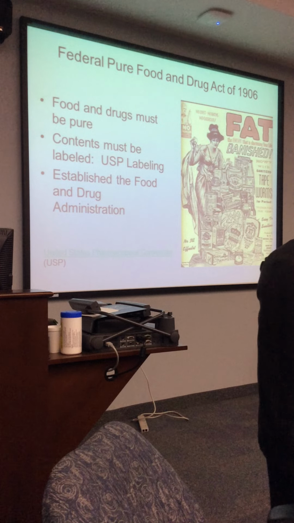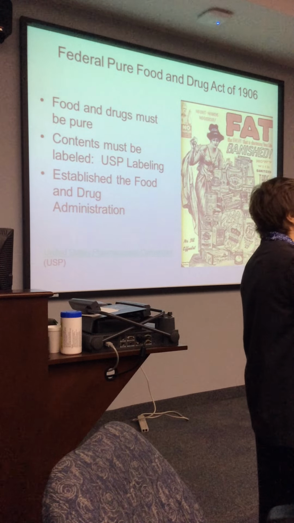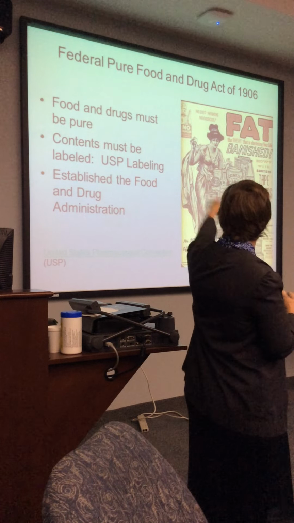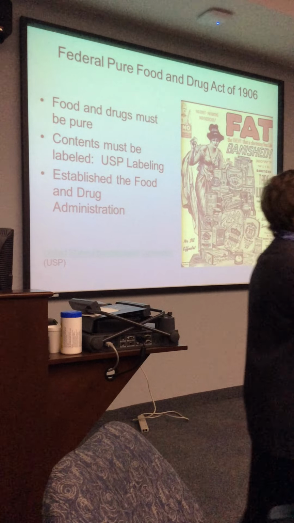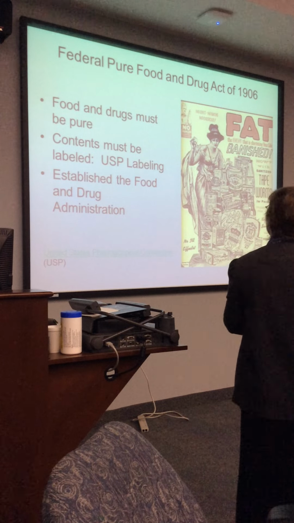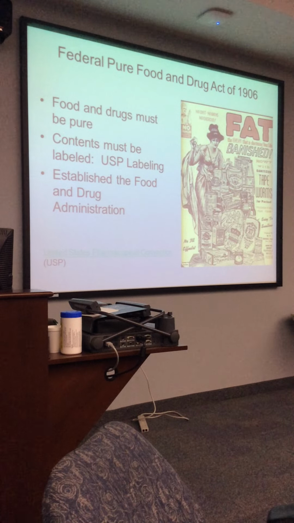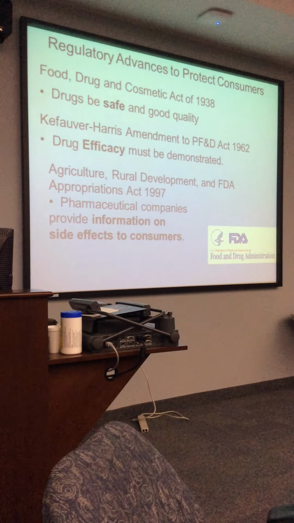Second, you have to have the labeling. You have to know, according to the U.S. Pharmacopoeia, which is what USP stands for, what is in that drug. And then the Food and Drug Administration was established in order to be the arm of the federal government that would monitor what pharmaceutical companies were able to sell, what their labels looked like, and what they were able to say that their drug could be used for.